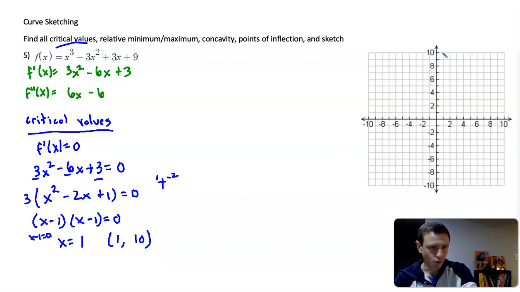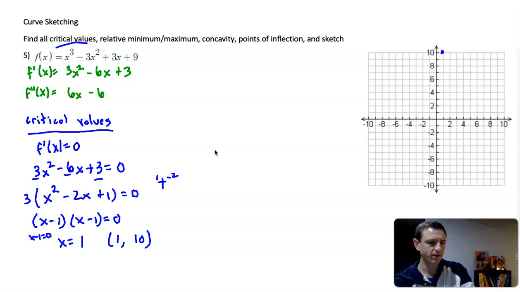So right here, what that means is that the graph is doing something there. It is flattening out. So it could be decreasing and then increasing, or increasing and then decreasing, or increasing, flattening, and increasing again. Something is happening at this critical value. It's flattening out in some way. We just now need to figure out what's happening to the left, what's happening to the right, and we also want to grab some points of inflection.